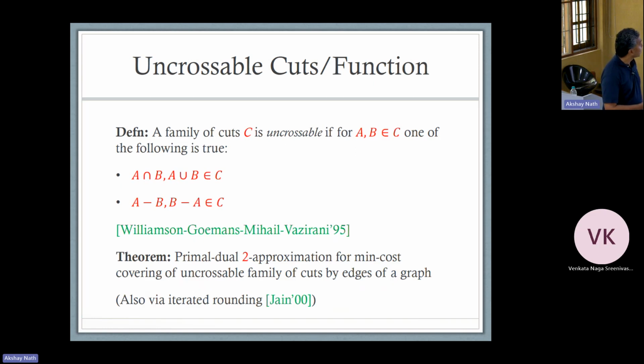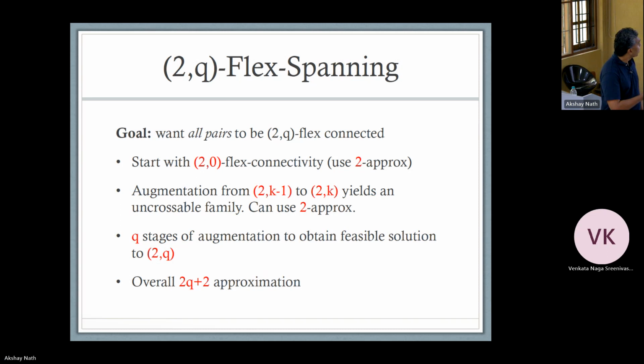And it turns out that in one case it is true. If you want 2k-flex spanning, you want to go from 2k minus 1 to 2k, the resulting deficient family turns out to be uncrossable. We just observed it's uncrossable, so we're good, right? We can use this result as a black box. We tick that box. But then suppose you put it in an augmentation framework, you have to do it many times, and you'll get a 2q plus 2 approximation, right? Because you're doing q stages. So that's the easy case.